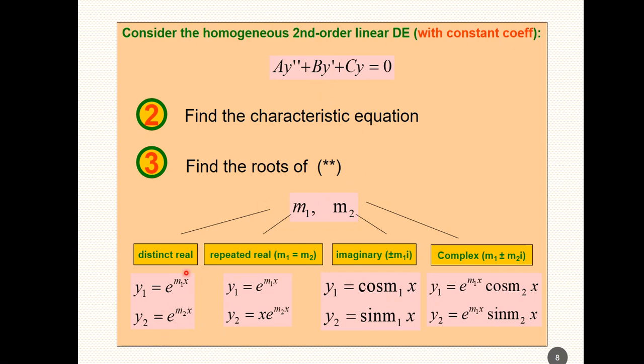If the roots are distinct and real, these are the form of the solution of the terms in the general solution of the DE.